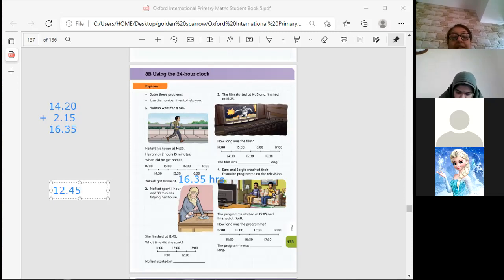12:45 she finished. Okay, and how much time did she spend? 1 hour and 30 minutes. So I'm going to write it like that. I know that she had started earlier. So 11:10 minutes. So I'm going to subtract.